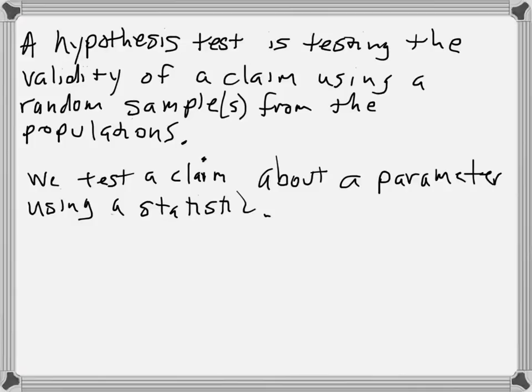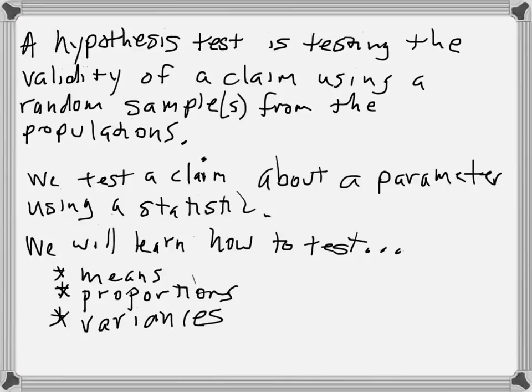Like I was mentioning, we make a test about a parameter using a statistic. The idea is we're trying to do inferential statistics. We're trying to use a sample to make a general statement about the population. We're going to learn how to do different kinds of hypothesis tests: tests for means, proportions, and also variances.